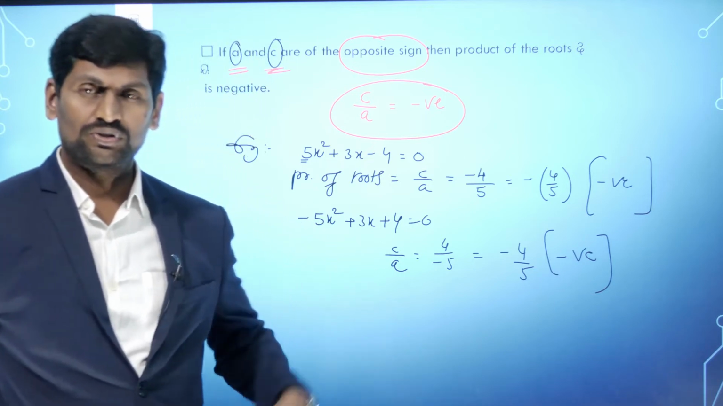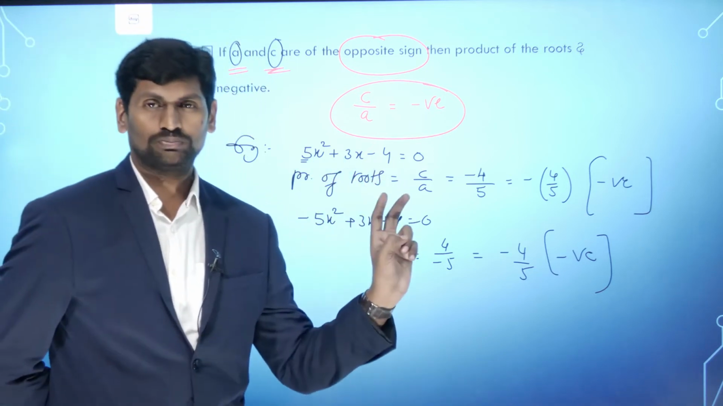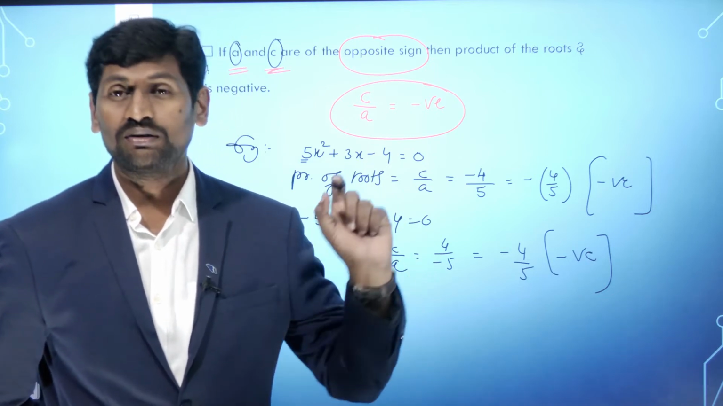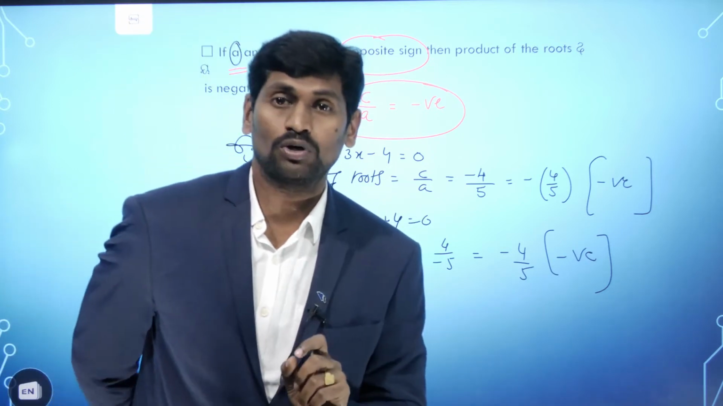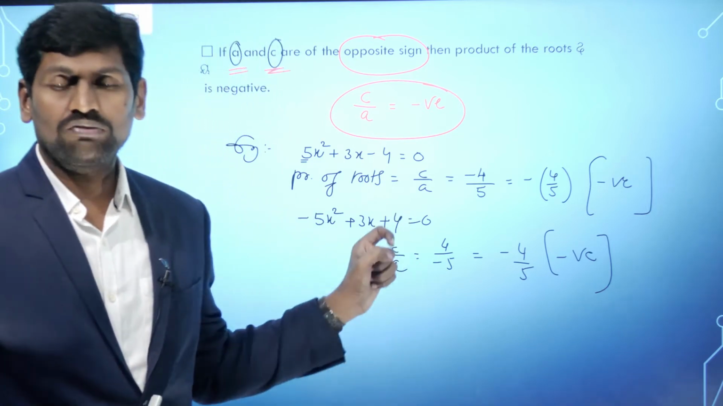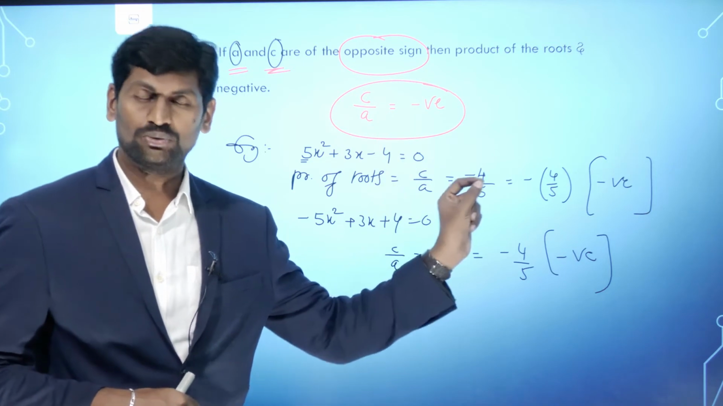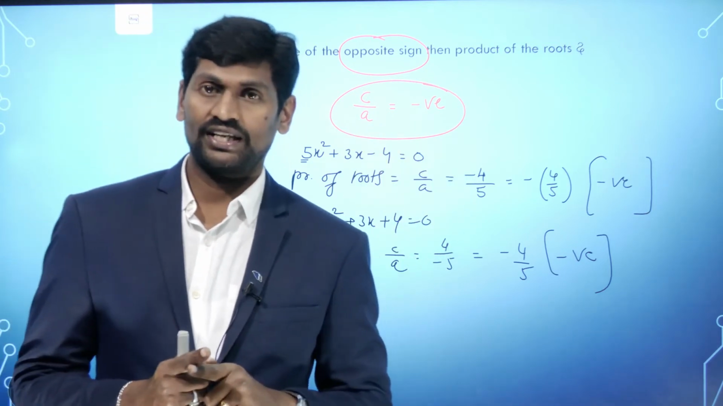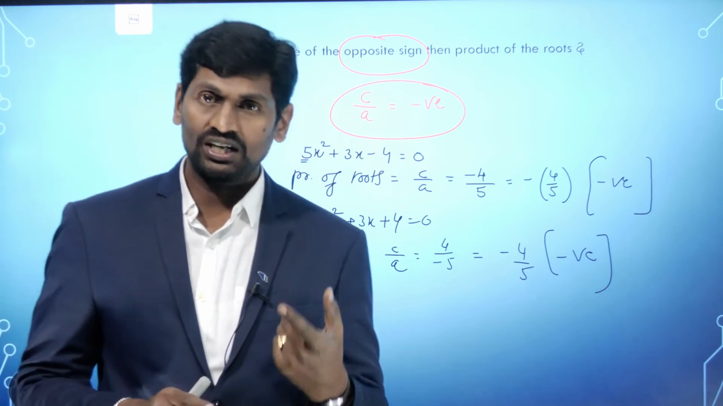Got it now? So until now we have discussed two properties. A and C have the same sign. Then the product of roots, I am just discussing the product of roots, not the sum of roots. So the product of roots is always positive when a and c have the same sign. They can both be positive or both negative.